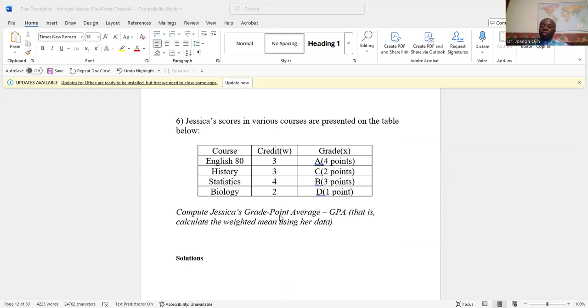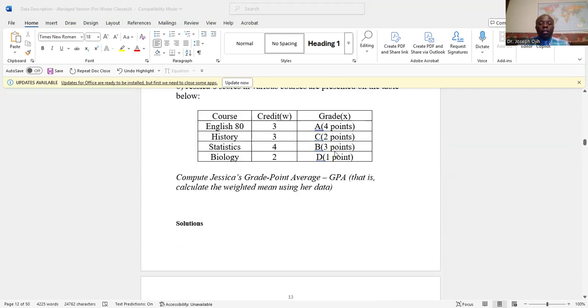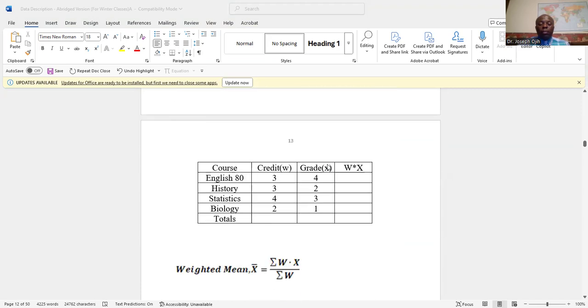Grade point average is another example of weighted mean because, as you can see, each course has a weight assigned to it. So now you want us to calculate Jessica's GPA. The first thing is to put them in this form. Consider that A has 4 points, C has 2 points, B has 3 points, D has 1 point. So we put those points here. Now we're ready to calculate her GPA.